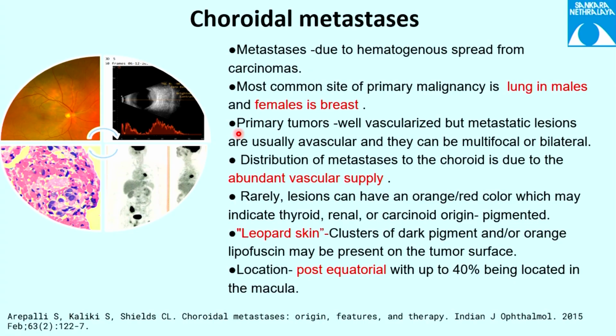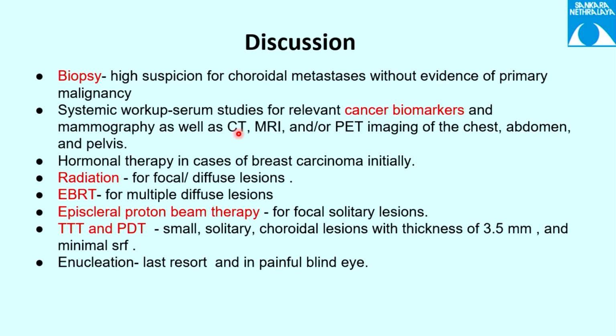Rarely, these lesions, as we have seen, were not much pigmented, but they can be very much pigmented. Then you have to suspect renal or carcinoid origin. They can be orange-reddish in color. The surface also has clusters of dark pigmented cells, called the leopard skin-like pattern, which can appear sometimes. Location: 40% of the time it is usually post-equatorial and located close to the macula. Biopsy is always indicated in high suspicion of cases with metastasis without any known primary malignancy.